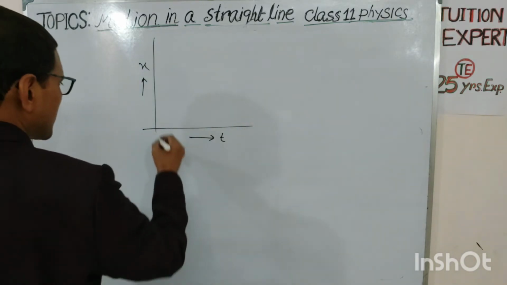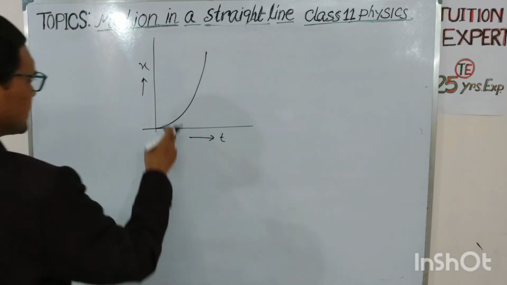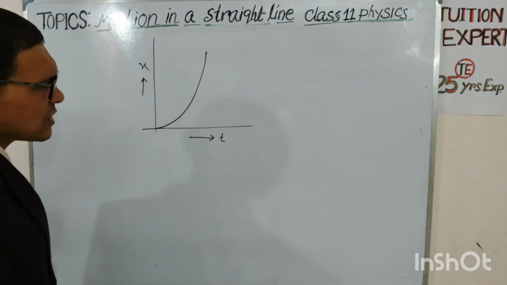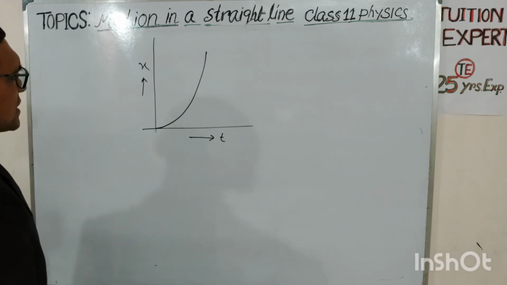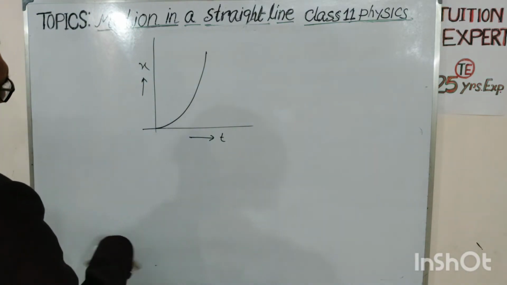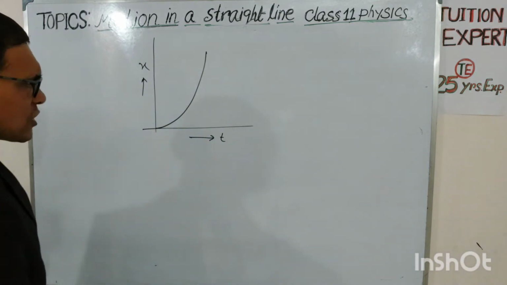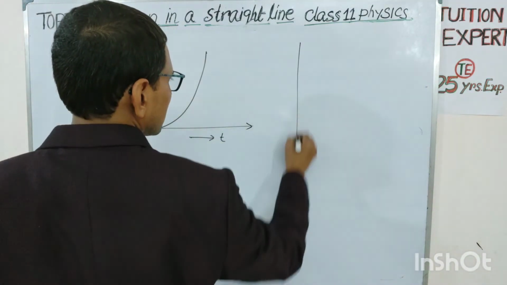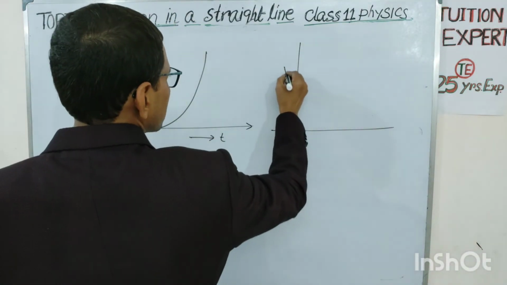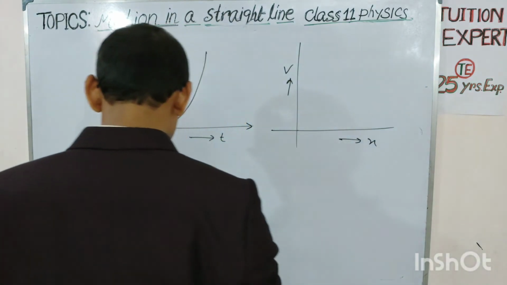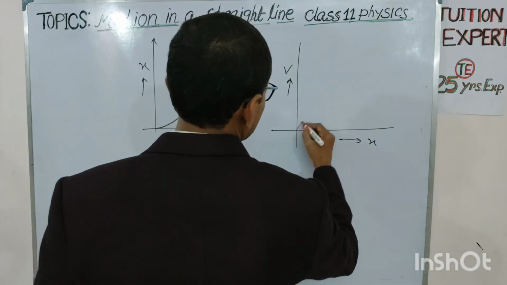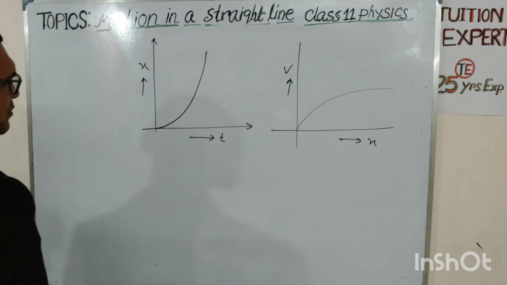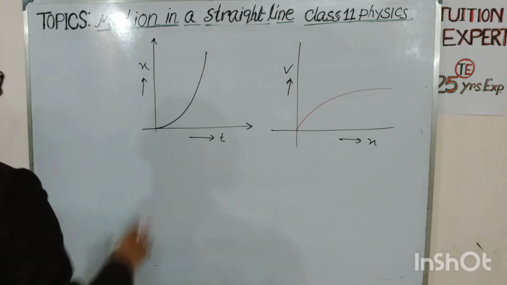The motion of the particle is given by this graph. Describe the motion of the particle. Is it accelerated motion, uniform velocity, retardation motion, or at rest? Which one? So how do we recognize the motion of the body given by this graph? This is an x-t graph given, and another graph, suppose v versus x is given. What is the type of motion of the particle given by this graph?